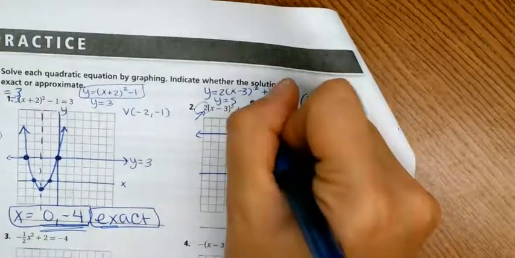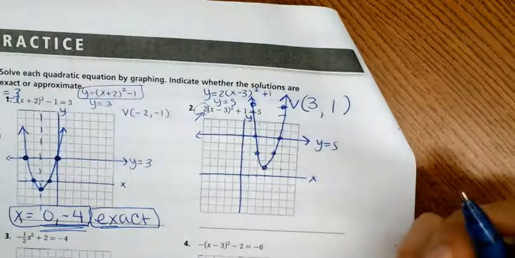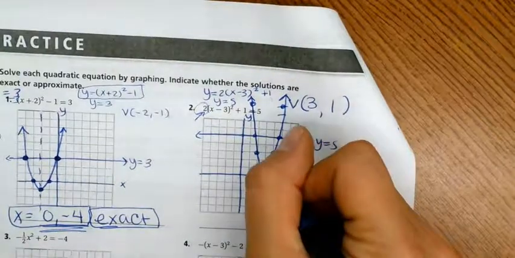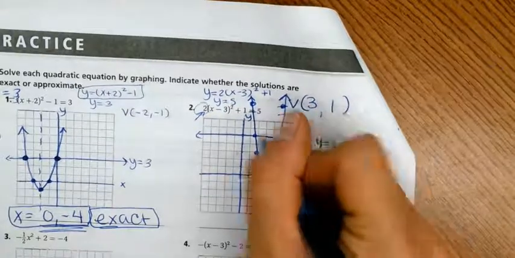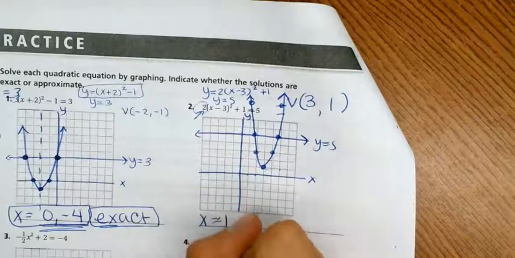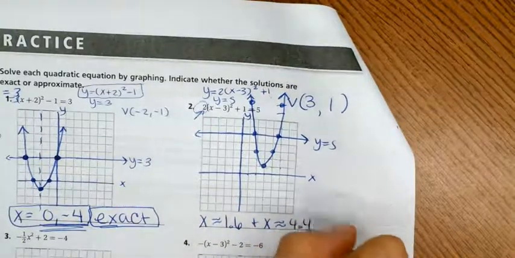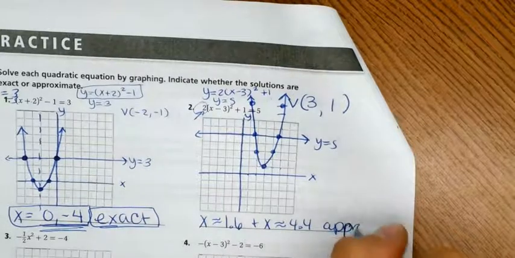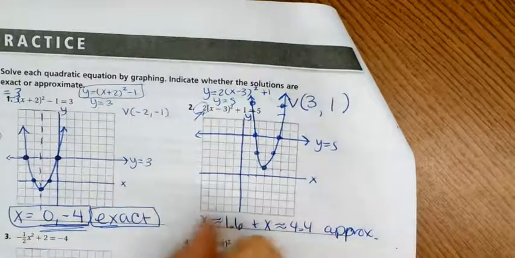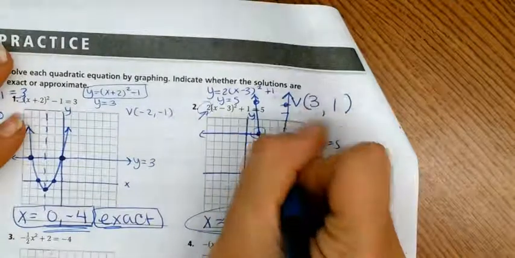Where do they intersect? Here and here. Is that an exact point? Not really, right? So x is approximately 1.6, and x is approximately 4.4, and it's approximate. I can't tell exactly where it is. I'm guessing. Right? These 2 points of intersection.